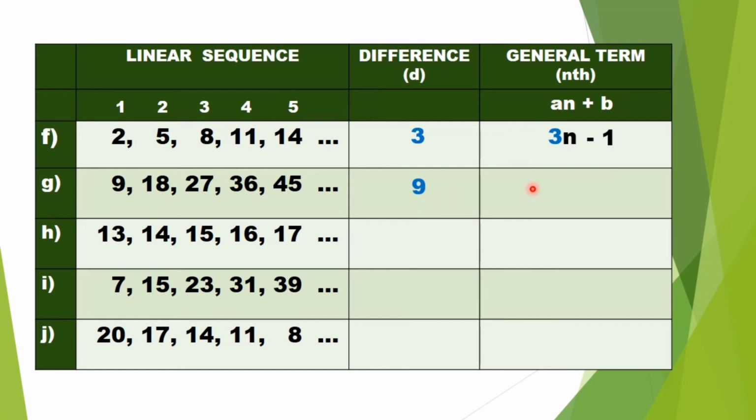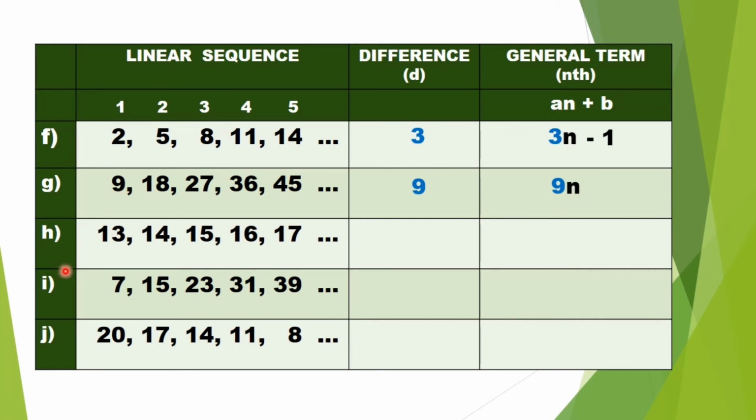Substitute to a, we have 9n. The first term here is 9. So this is already the general term. Because if n is 1, 9 times 1 is 9.